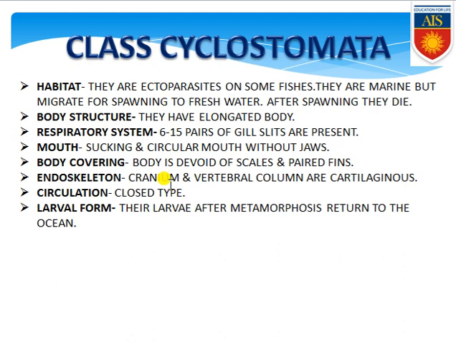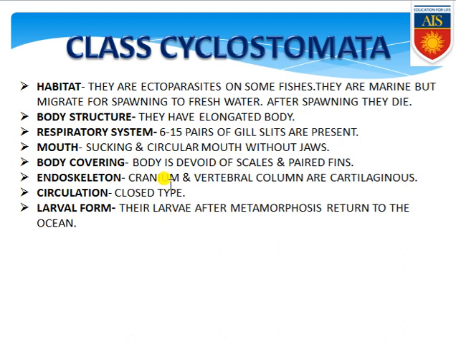Now first of all the habitat. Habitat means they are ectoparasites on some fishes. In the case of marine fishes, on their body surface these organisms remain attached. They are exclusively marine but migrate to fresh water for spawning. So only for egg laying are they coming to the fresh water, otherwise their full life they are present in the marine water. After spawning they will die. So this is actually their life cycle.